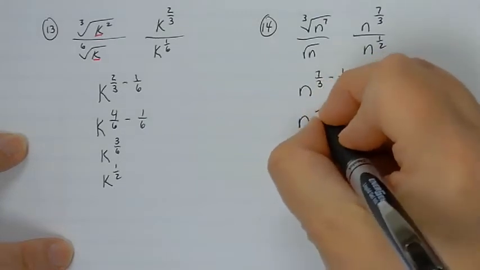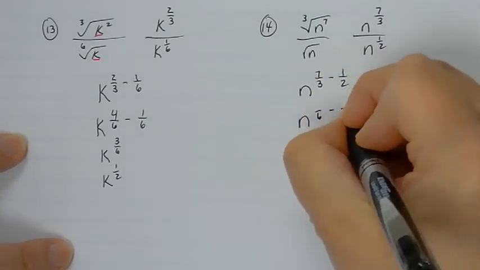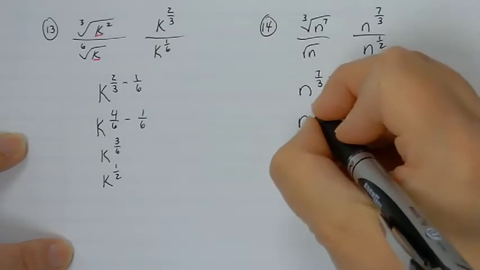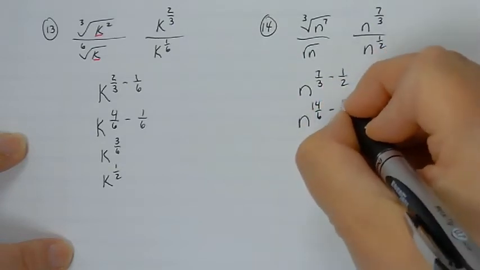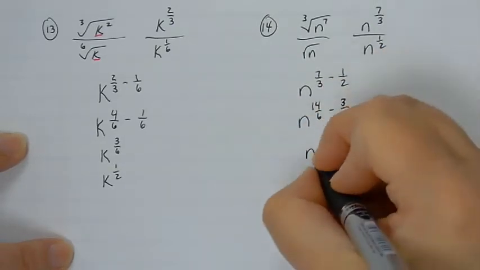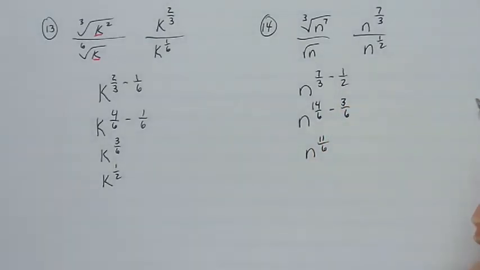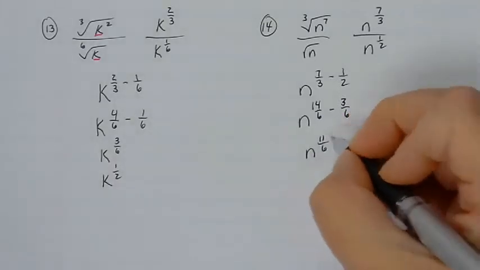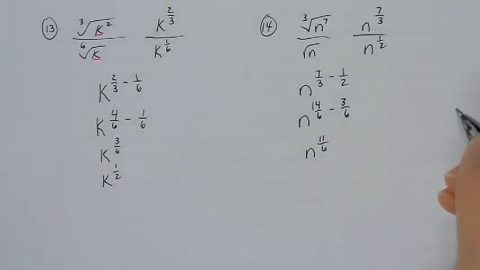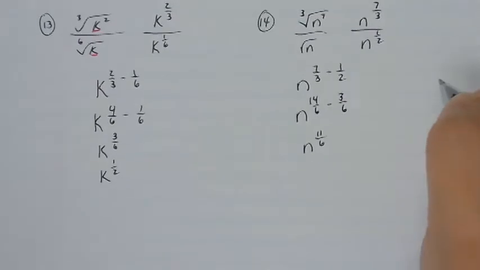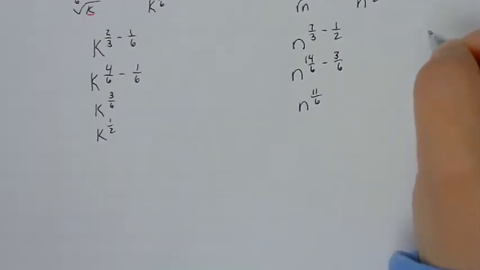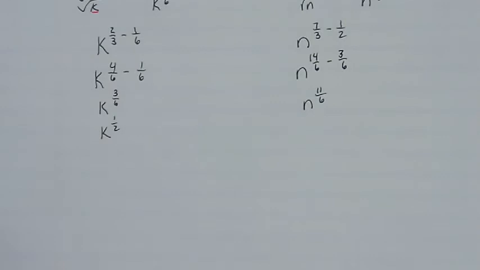So I'm going to make them both a 6 for a denominator. So this would be 14/6 minus 3/6, which would be n to the 11/6. So this is a little more than one full n, because n to the 6/6 would just be n. So this is actually more. Okay, let's go to example 15.